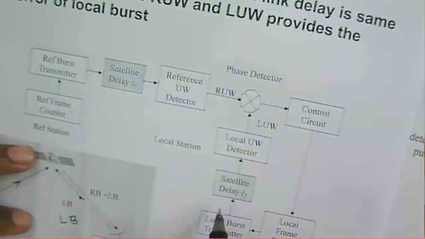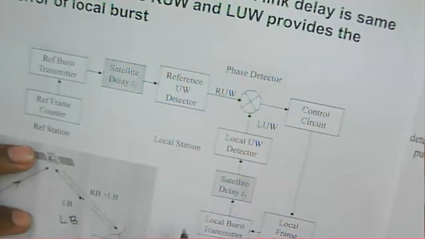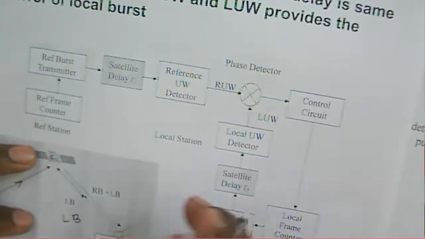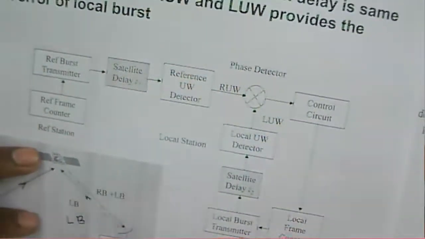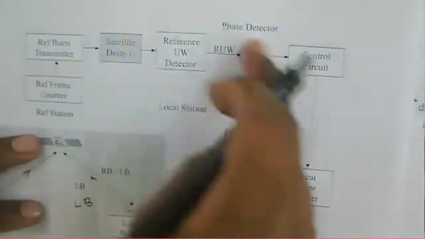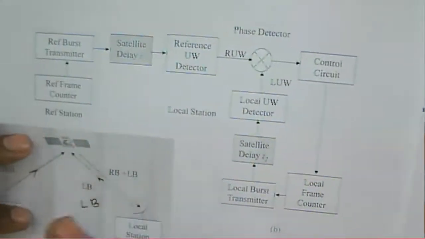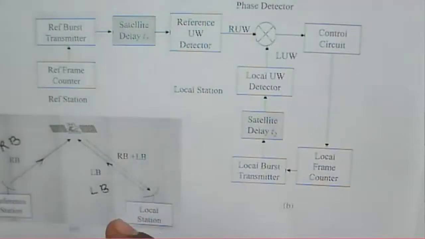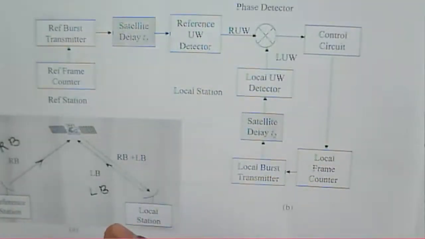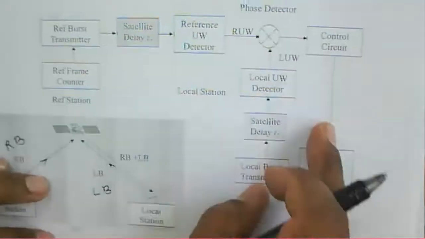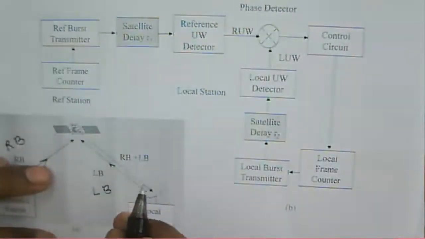And after that, by adjusting this local station, the local unique word is in the correct position and then the full data bus is transmitted. Okay, so that is about a local loop. So the bus synchronization acts, we can say, like a phase lock loop here in the satellite.